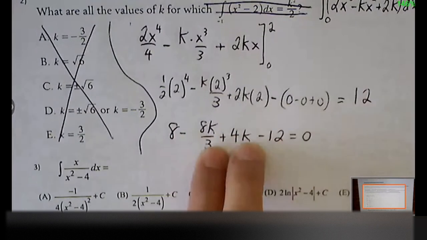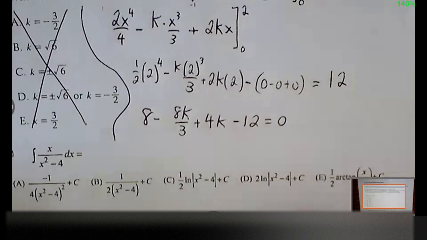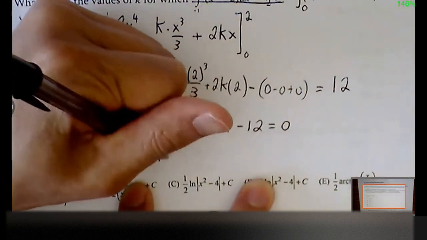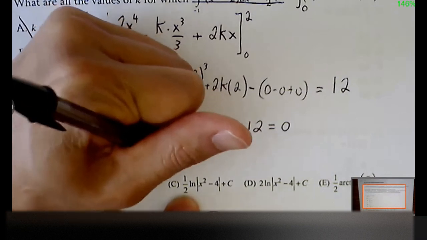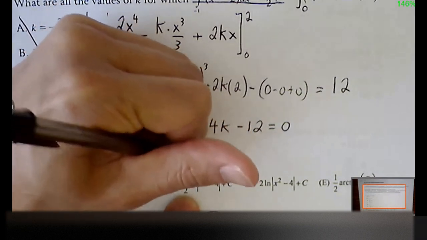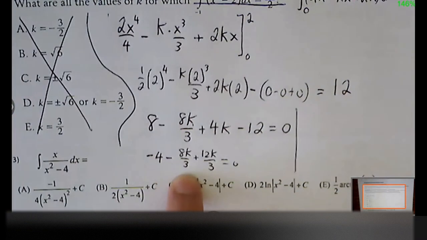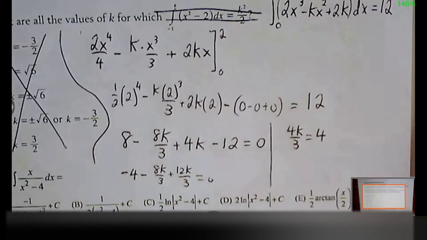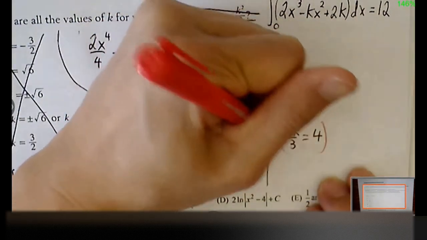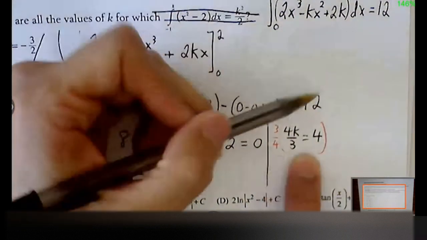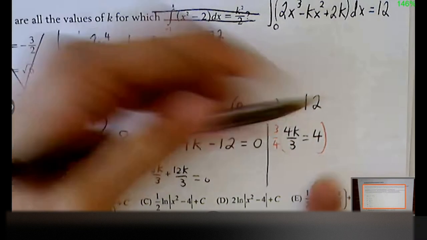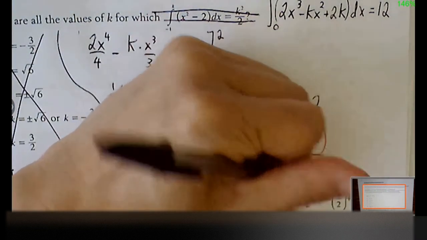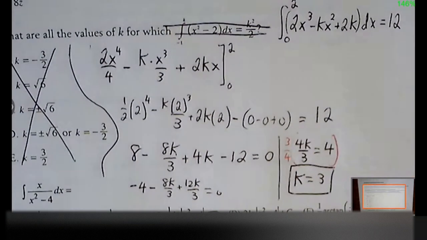Okay, I'll combine some like terms, push the k's together, and then see if I can solve for k. I find common denominators, 8k over 3 plus 12k over 3. I get 4 over 3 k. I'm going to add the 4 over to the other side. Multiply both sides by 3/4. Left side cancels out, right side looks like I get 3 fourths times 4, which is just 3. K equals 3. Okay, questions?